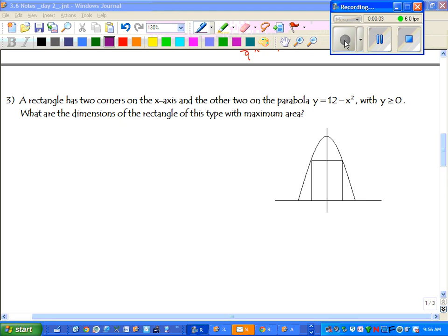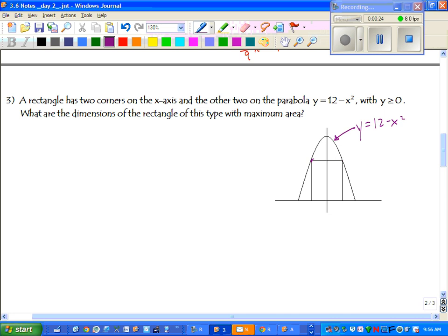Problem number 3 is a common one on the AP test. It pops up quite often in the multiple choice. It says a rectangle has two corners on the x-axis and two others on the parabola y equals 12 minus x squared. So this parabola, y equals 12 minus x squared. We have 2 points right here, and we have 2 points on the x-axis. What are the dimensions of the rectangle of this type with a maximum area?